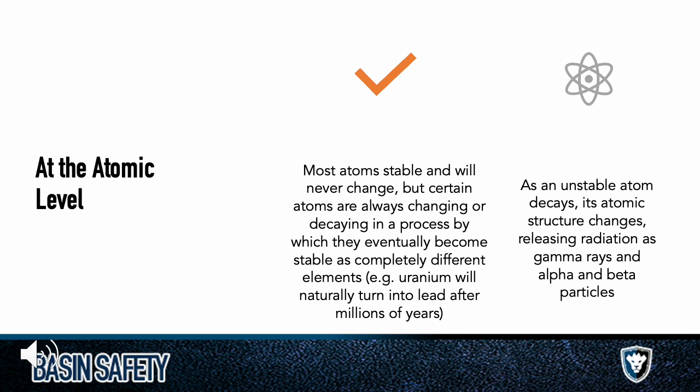At the atomic level, most atoms are stable and will never change, but certain atoms are always changing or decaying in a process by which they eventually become stable as completely different elements. Again, just like uranium, it will eventually become lead over millions or billions of years. As an unstable atom decays, its atomic structure changes, releasing radiation as gamma rays and alpha and beta particles. We're just reminding you of these facts because these are very important to radiation.